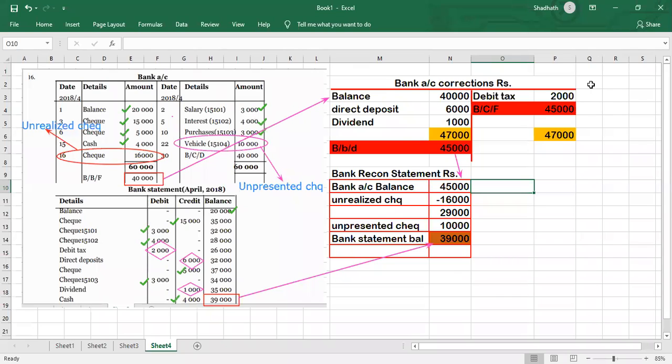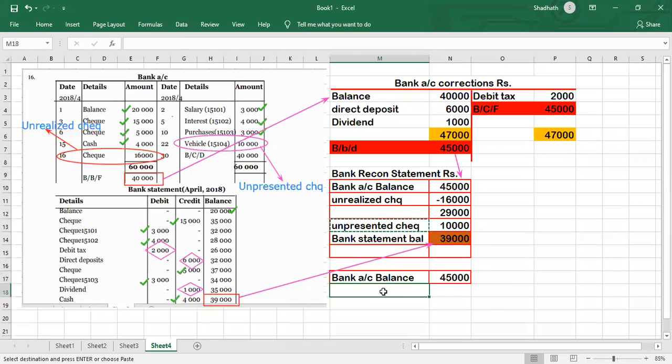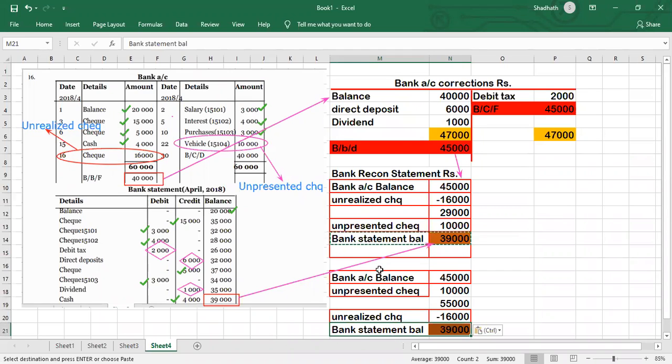Sama keeps on asking a question. Can't we do it like this? Bank account balance, I'll just mark it here. 45. Unpresented check added 10,000. So 55. Unrealized check 16,000 minus. So bank statement balance 39. So I'm asking a question, can't we do a bank reconciliation statement in this type?